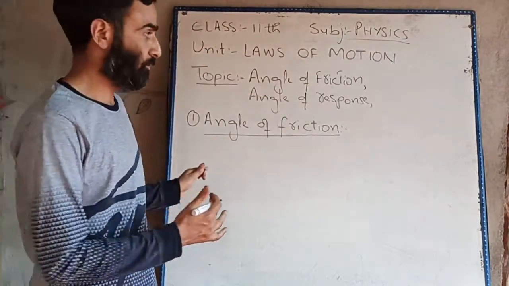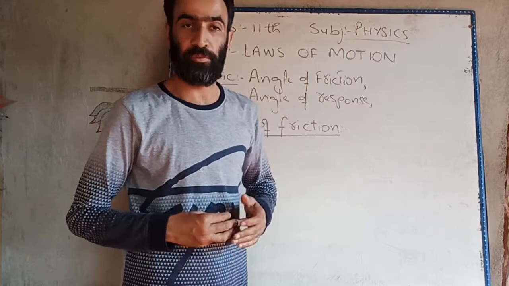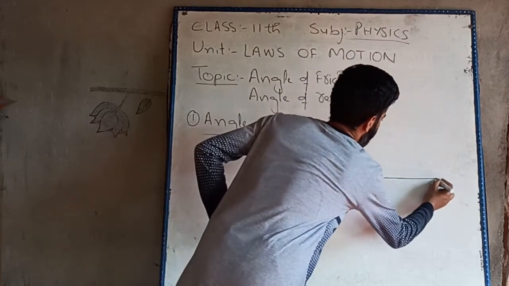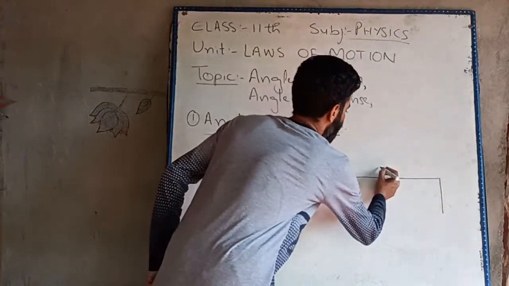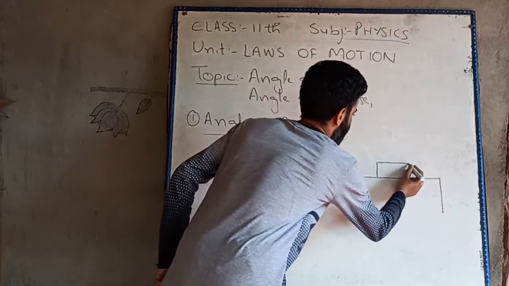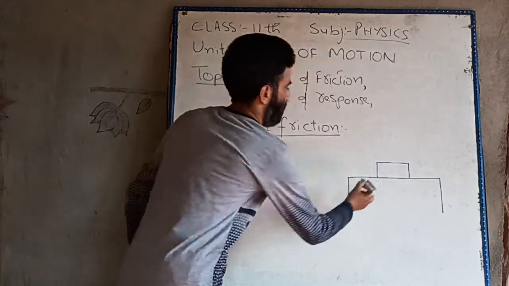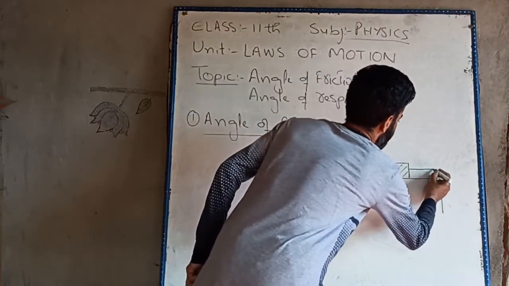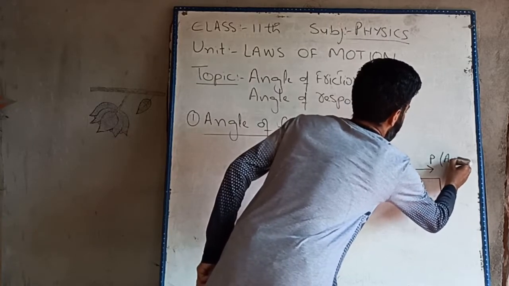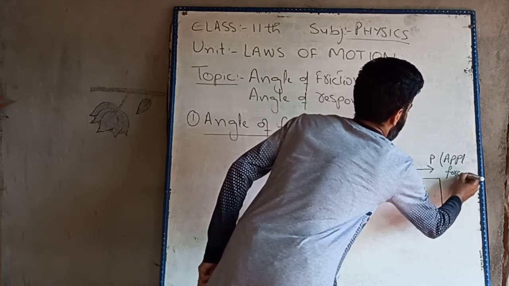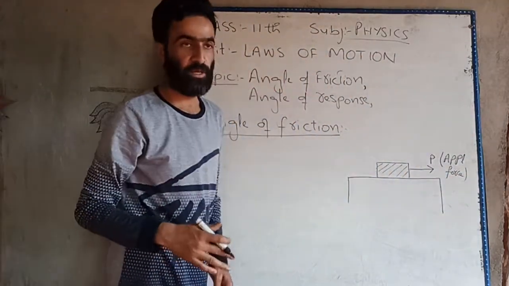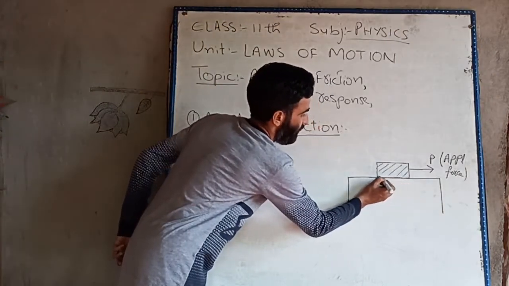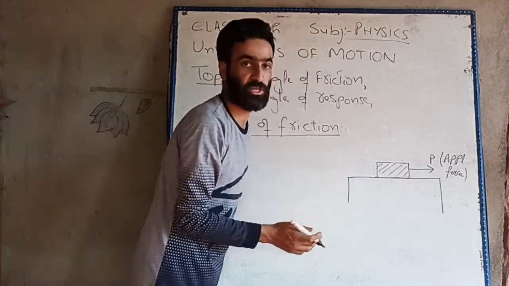Before moving to the definition of it, let us move to the diagrammatic explanation. If this is a plane, a body lies on it. Let me apply a force to this body. This is the applied force in the forward direction, and we know friction arises at the surface of contact between the upper body and the lower surface.